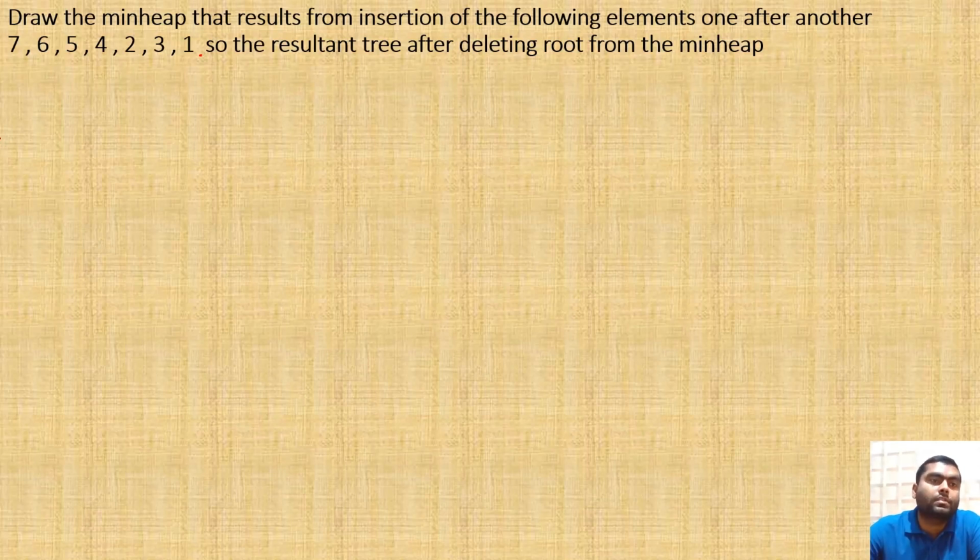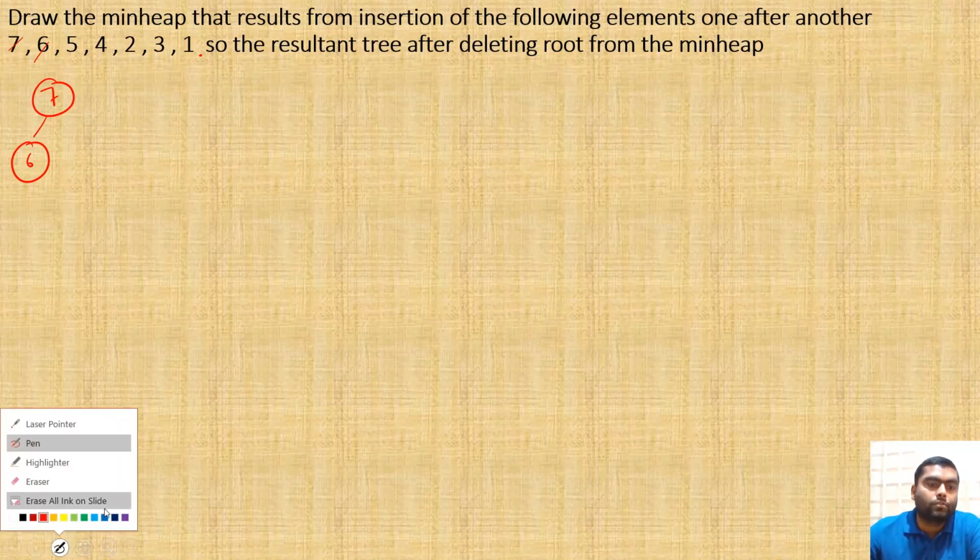So firstly, let us see. The first value is 7. So what will be the tree after this 7? So 7 will be inserted, no issue. Then next 6. So 6 will be on the left. So now there is a problem. This is not a max heap, this is a min heap.